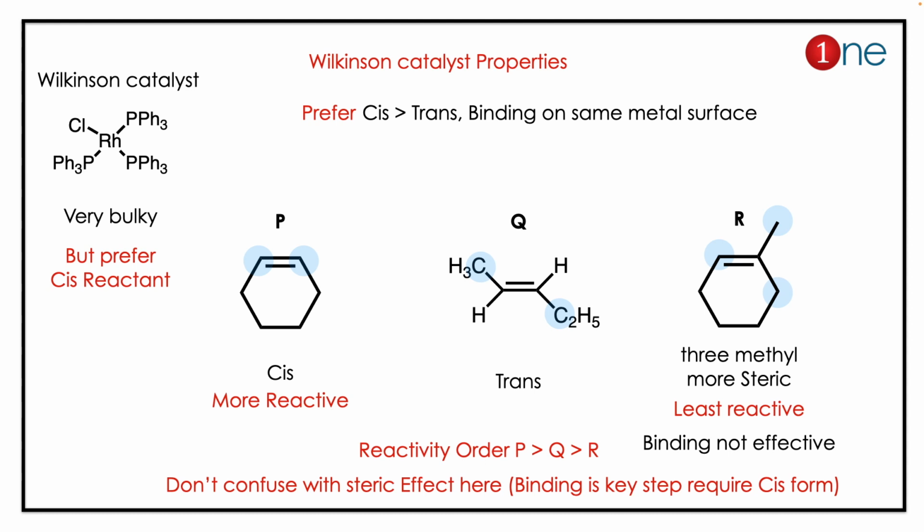The reaction is dictated by the binding ability. The Wilkinson catalyst, the metal catalyst, always requires the cis form. So the trans form is less reactive, because cis form means you are binding the metal on the same surface.